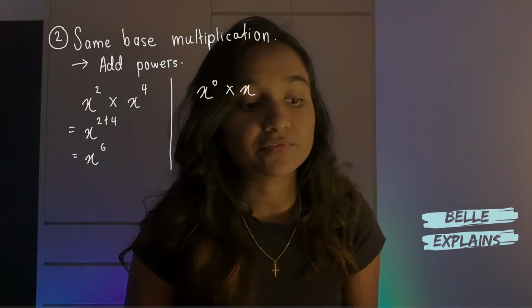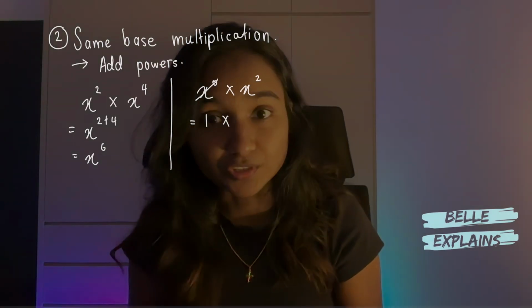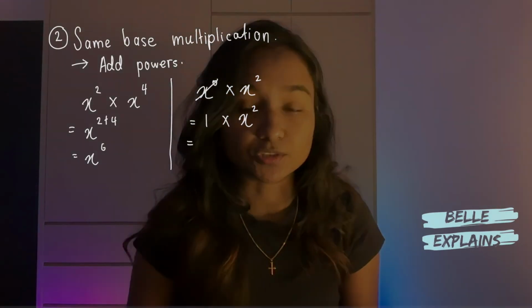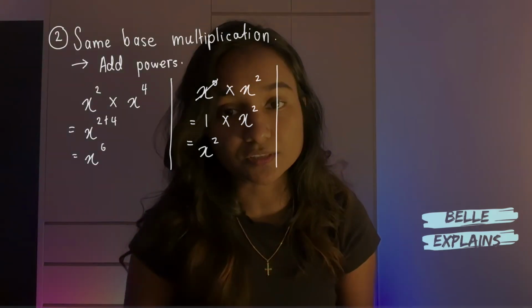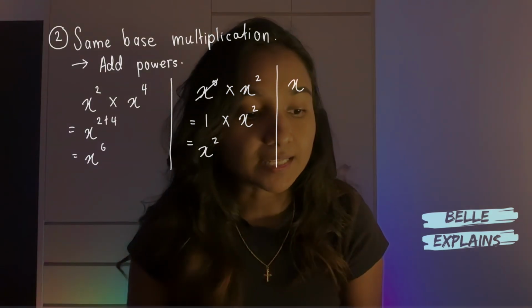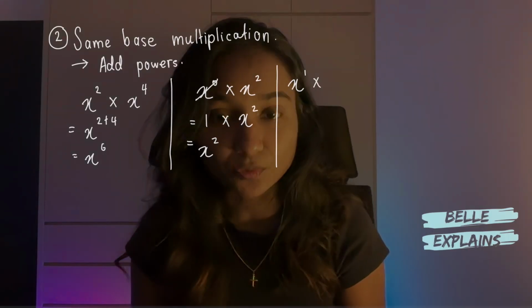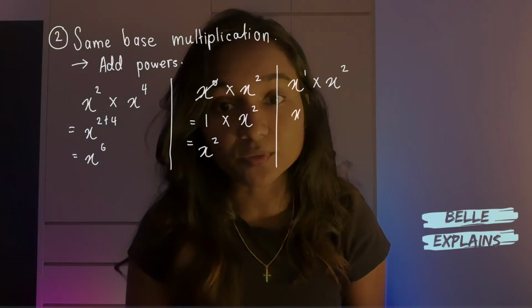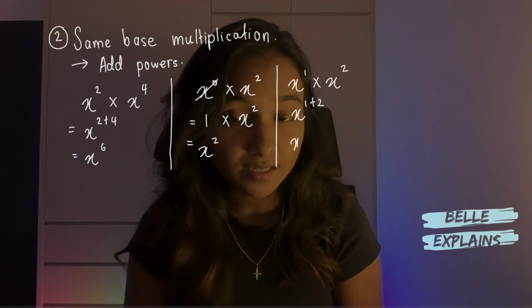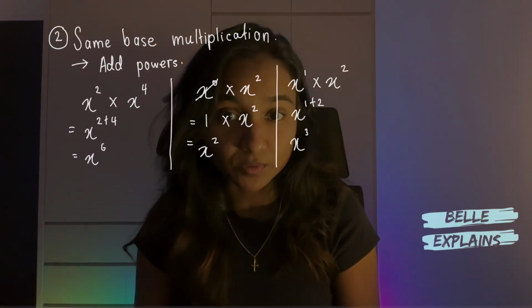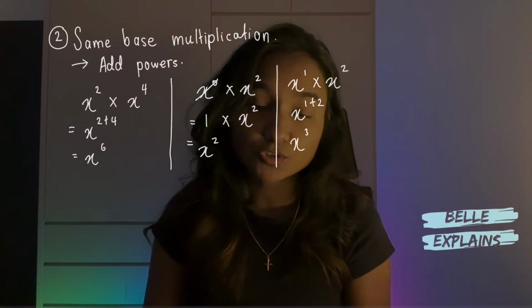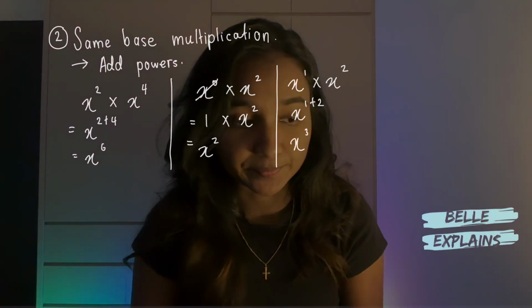Similarly, if you have x to the power of 0, for example, times x squared, you can just take 0 plus 2, which will give you 2. The answer will still be x to the power of 2. And lastly, x times x squared. Since there is no power there, it means that there is a power 1. So you take 1 plus 2 for the power, and the base remains as x, so your answer will be x to the power of 3.